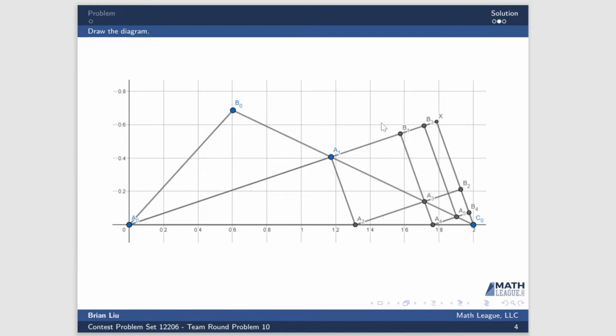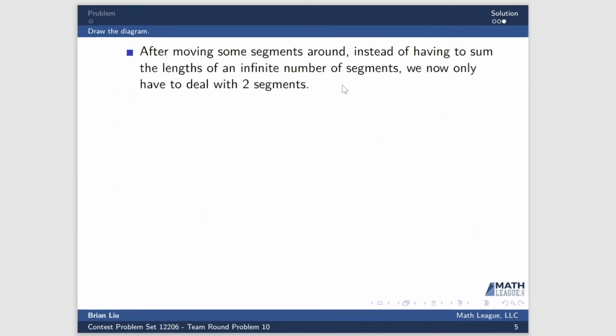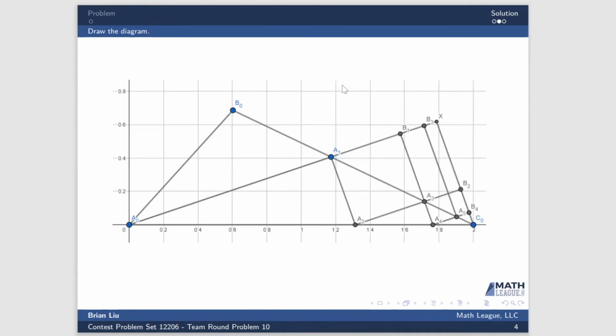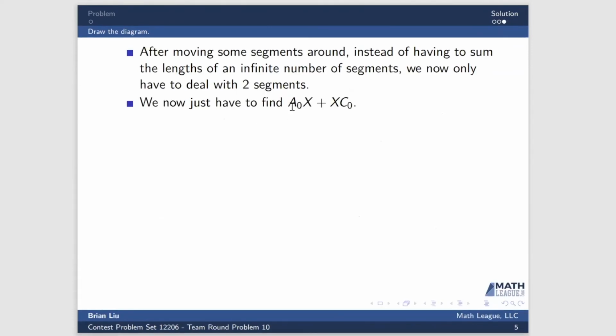And as we approach infinity, the sum of these infinite segments totals out to A0X and then XC0. So what does this mean for us? After moving around all of these segments, instead of having to deal with an infinite number of segments, we now only have to deal with two segments, in particular A0X plus XC0.